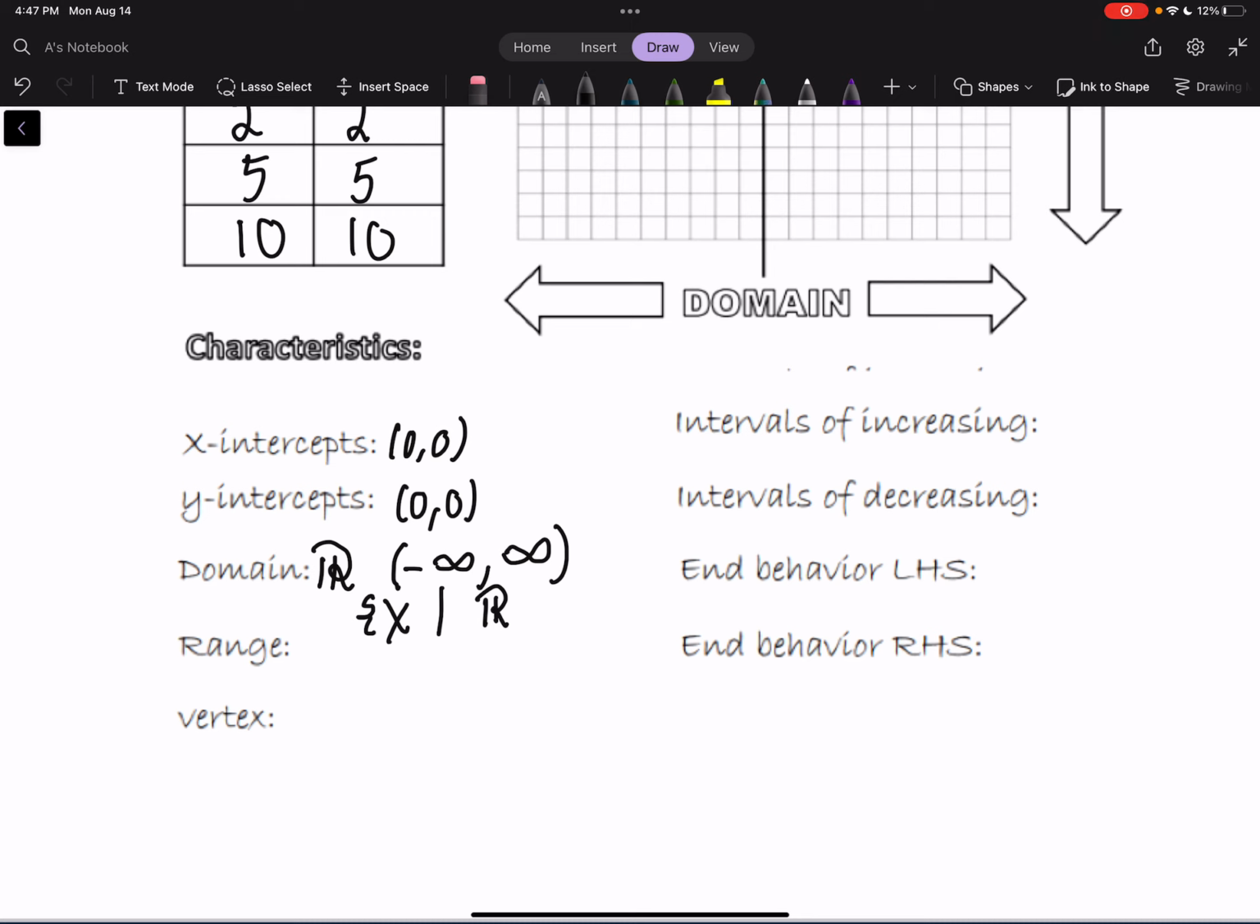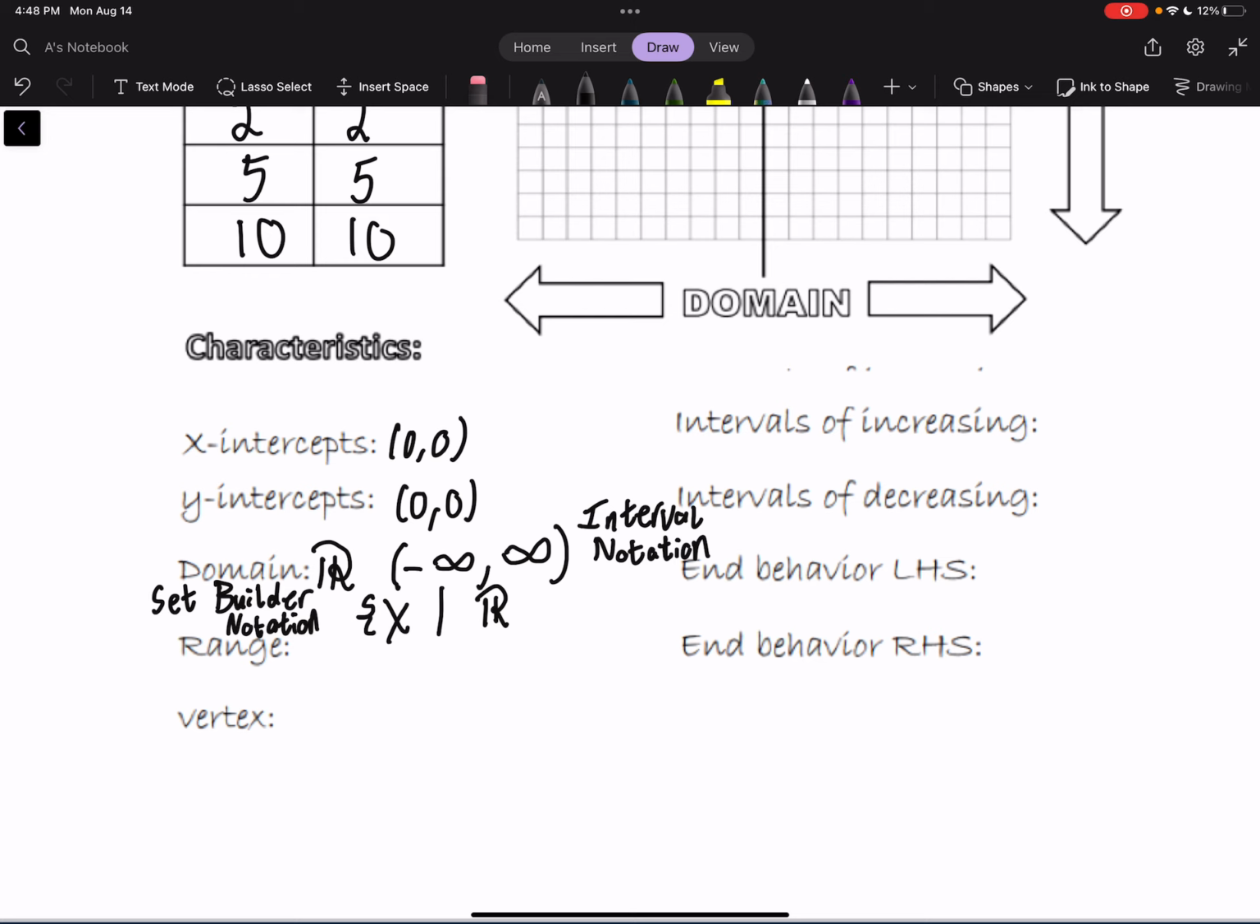I'm going to use set builder notation here in a minute for range. First, I'm going to label it. Interval notation. Set builder notation. Just because you're going to have some questions that ask you to put them as both. Okay.